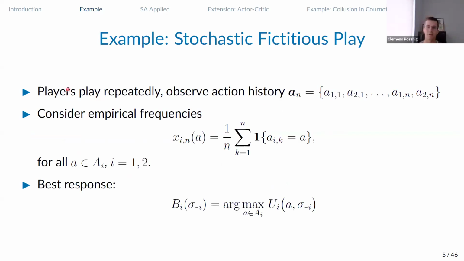These players are going to play repeatedly in discrete time increments, where an action history, boldface a^n, records the actions that have been taken by these agents over time. The players are especially interested in keeping track of empirical frequencies. So an empirical frequency, which I call x_n^i(a), is player i's frequency of choosing action a in the last n periods.